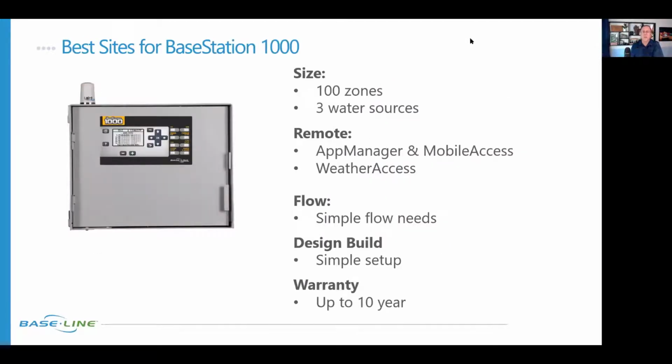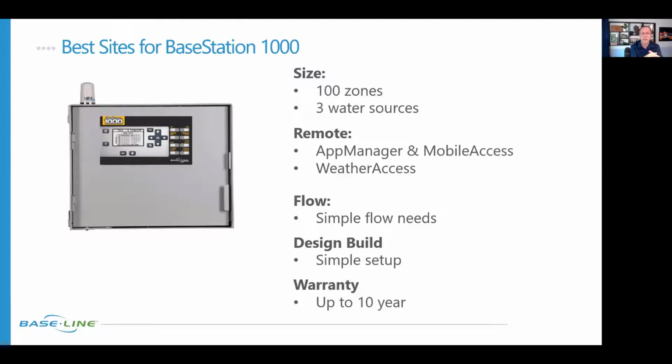So let's talk about where some good fits for the Basestation 1000 are. I think we come back to that surface thing first, right? 100 zones, no more than 3 water sources, because if we're at 101 zones or 110 zones, this isn't going to fit. You're going to want app manager and mobile access, or maybe weather access if you want those connectivities. Flow needs are going to be simple, right? The big difference between these two was in those advanced flow characteristics.